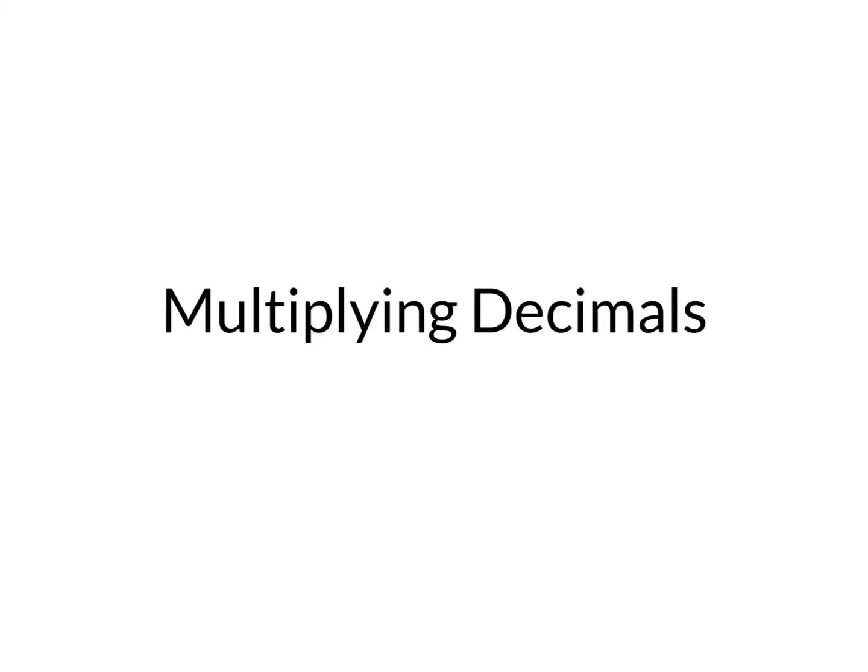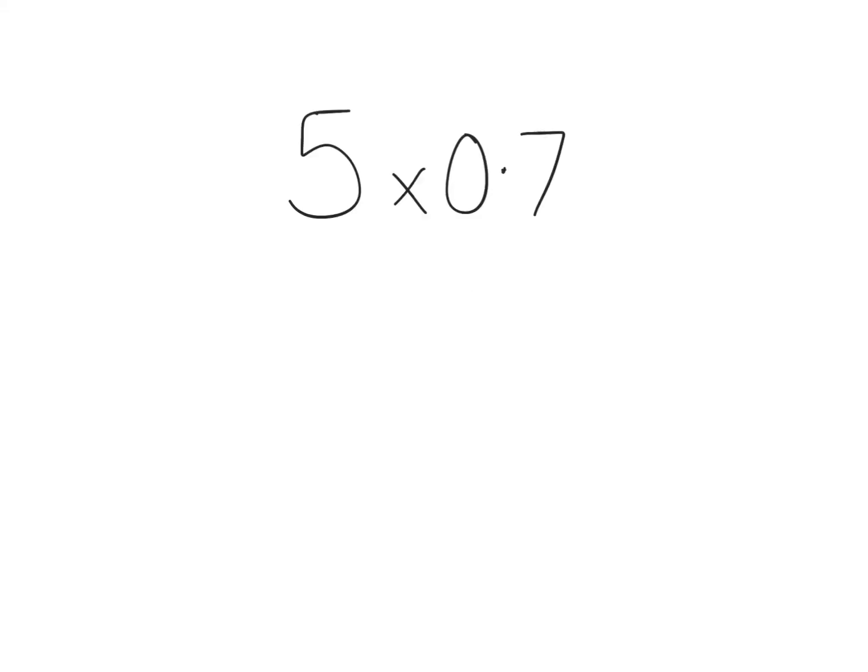Hi everyone, in this video we're going to be looking at multiplying decimals. So to start off with then, we're going to look at where we're multiplying a decimal by a whole number, in this instance 5 times 0.7. Now what we want to do is to make this question as easy as possible for ourselves, so we're going to use our powers of 10 to help us manipulate 0.7.